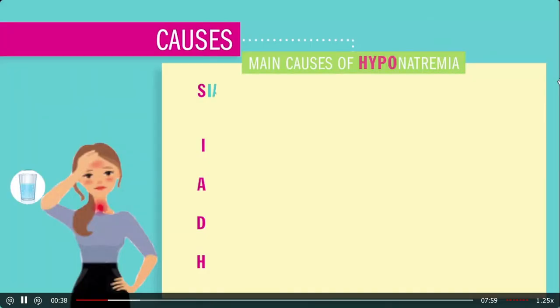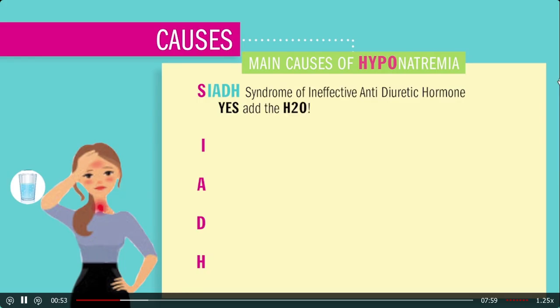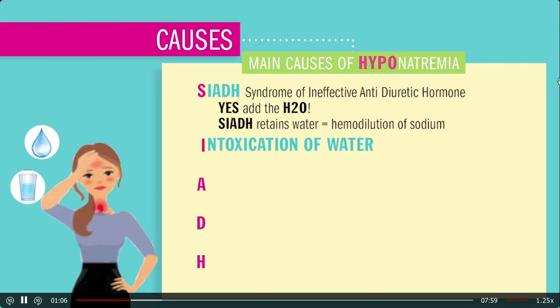So the S is actually SIADH, syndrome of ineffective antidiuretic hormone. So if you guys remember, ADH means add DH2O for our acronym. Now, Spanish for yes is C. So yes, add the H2O. SIADH retains water, dilutes sodium in the blood, and so we have this low liquidy lab values called hemodilution. I stands for intoxication of water, so hemodilution again leading to low sodium, those low liquidy lab values.